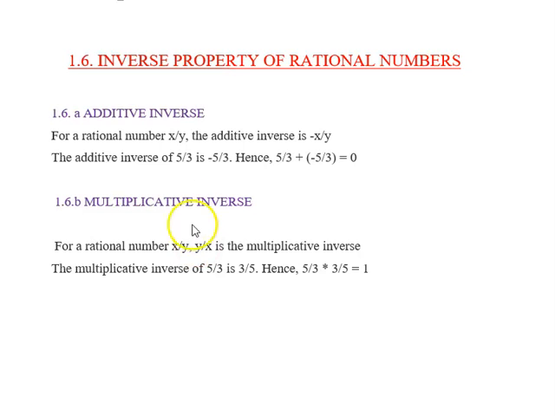So let's summarize this. For additive inverse, we are taking the negative of the same rational number, and for multiplicative inverse, we are reversing the numerator and denominator.